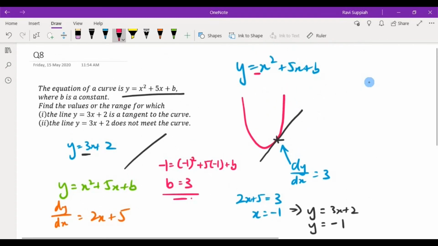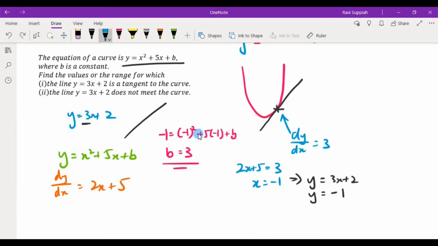You need to look at the gradient of the curve, and get the expression by doing a differentiation. And after that, we say that this is equal to 3 because that is the only point where the line will be a tangent to the curve. So for part 1, the answer is when b is equal to 3.